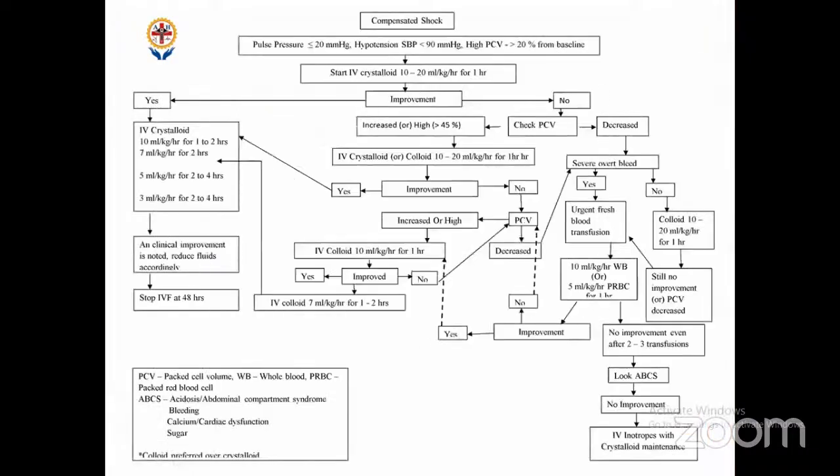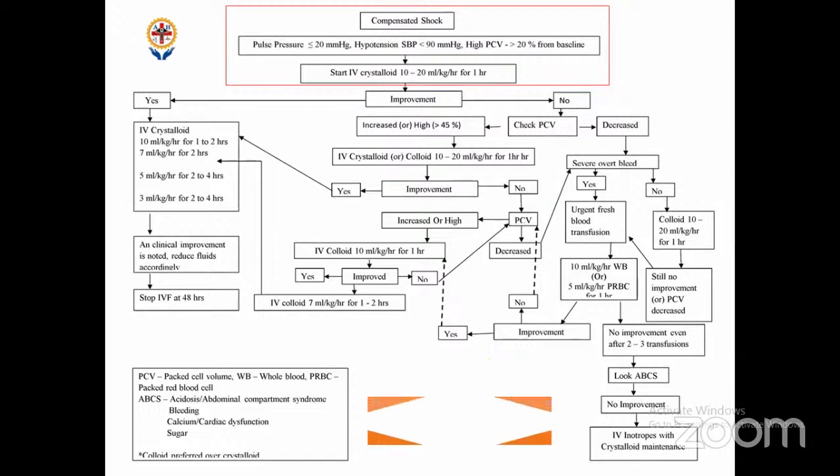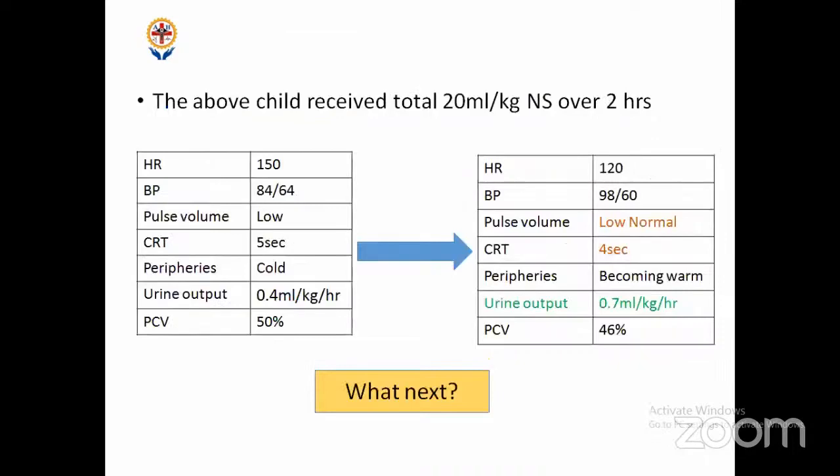This is the algorithm given by the WHO national guidelines. This child is in compensated shock, so we need to start this child on IV crystalloid. You can start at 10 ml per kg per hour, and if you feel you want to go up, you can. But my practice is to start only with 10 ml per kg per hour, and if needed, continue one more bolus next hour. So this child we started on a 10 ml per kg per hour NS bolus because he is in compensated shock. This child received a total of 20 ml per kg NS over the next 2 hours.